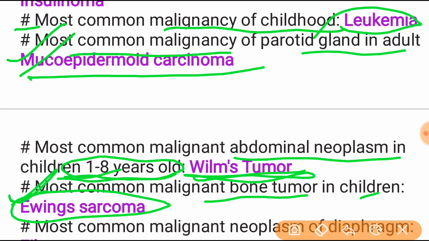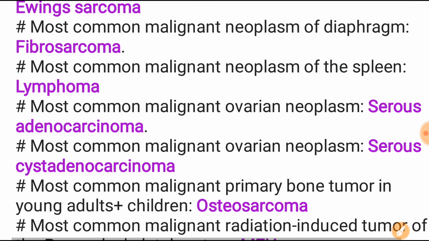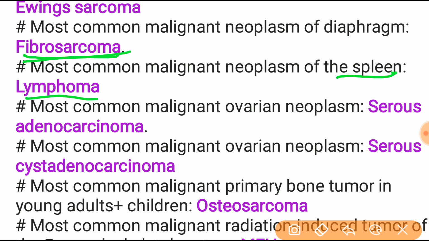This is also a most important question. So Ewing sarcoma, about in the osteology and the radiology. This is the most important one, a question always repeated about the Wilms tumor and the Ewing sarcoma. Next one, the most common malignant neoplasm of the diaphragm will be the fibrosarcoma. The most common malignant neoplasm of the spleen is the lymphoma.